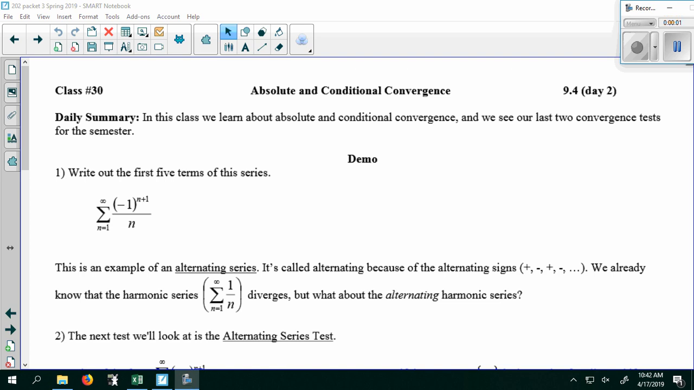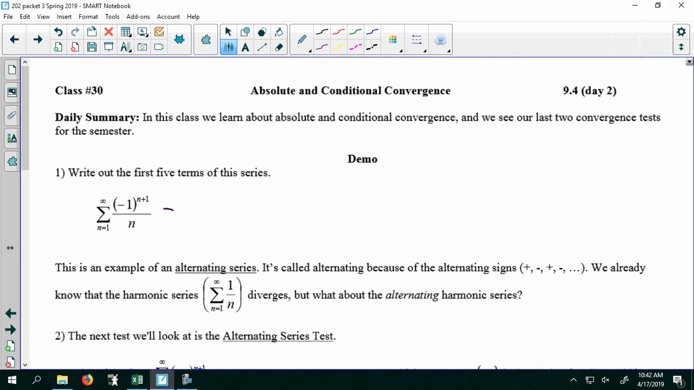Okay, so in this class, we're going to learn about absolute and conditional convergence, and we're going to see our last two convergence tests for the semester. So let's write out the first 5 terms of this series. It's the sum from n equals 1 to infinity of -1 to the n plus 1 over n.